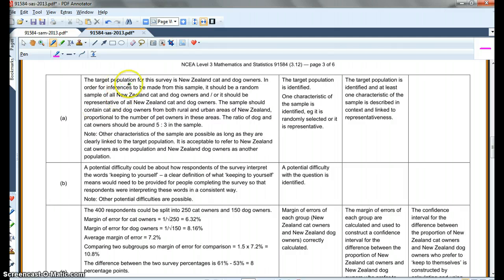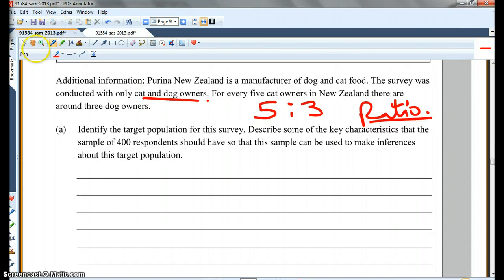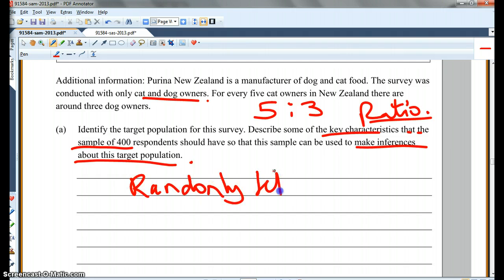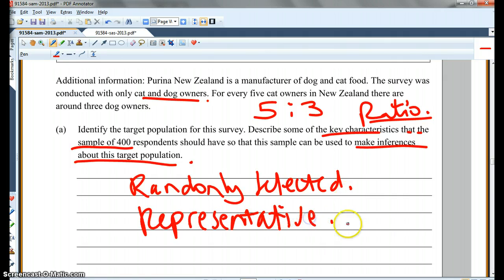You can check here, the target of the survey is New Zealand cat and dog owners. Right? So that's reading. The survey describes some key characteristics that the sample of 400 respondents should have, so that this sample can be used to make inferences about the target population. So we need to know about randomness, randomly selected. We need to know representative. So there's some generic answers that you can do.